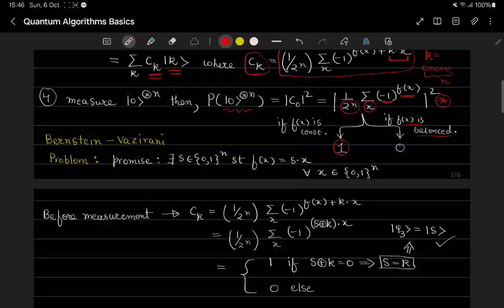So this means we can just measure and then check if we are getting 0 or 1. If the output is 0, we say it is balanced. If it is 1, we say it is constant. So, we are done with the problem.